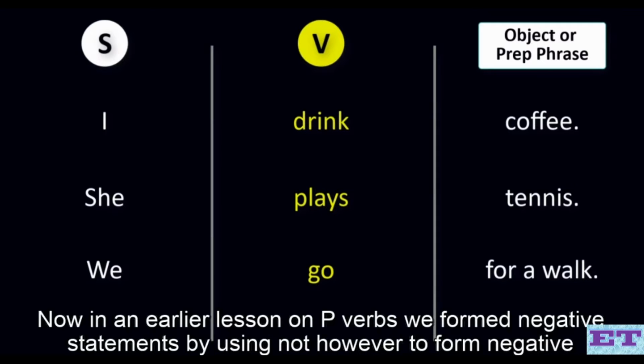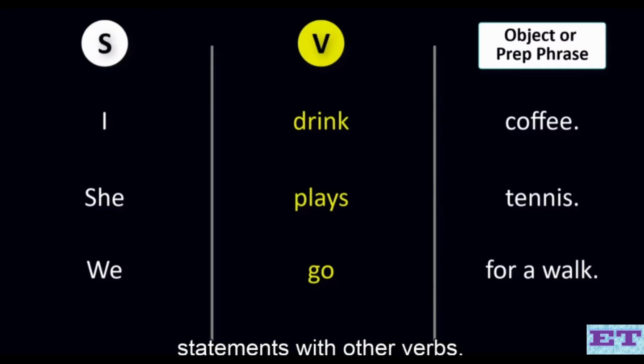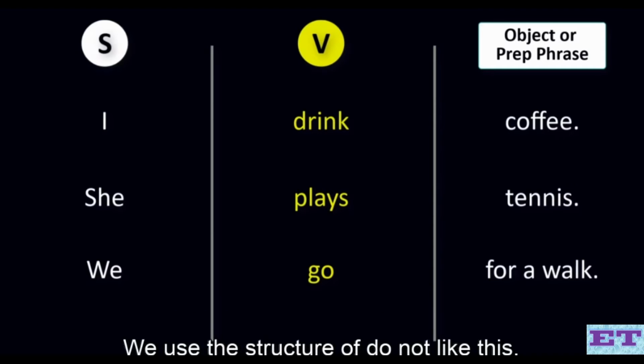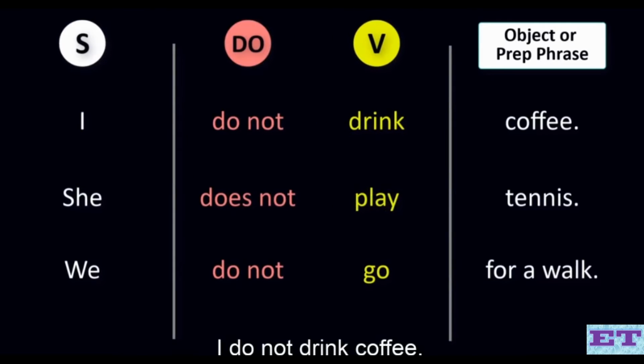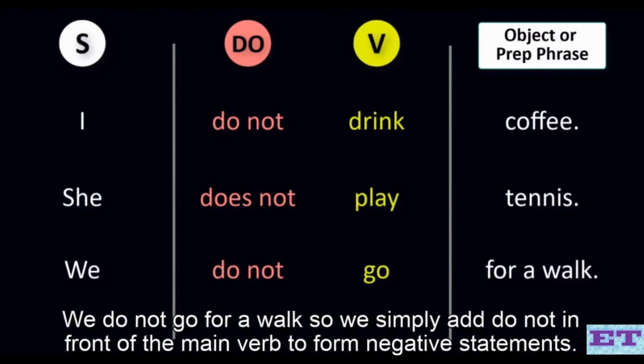Now, in an earlier lesson on be verbs, we formed negative statements by using not. However, to form negative statements with other verbs, we use the structure of do not, like this. I do not drink coffee. She does not play tennis. We do not go for a walk. So we simply add do not in front of the main verb to form negative statements.